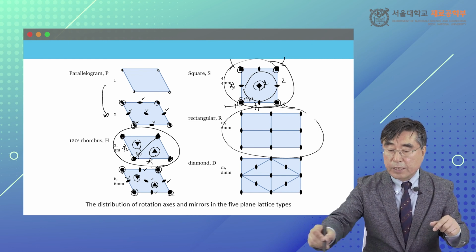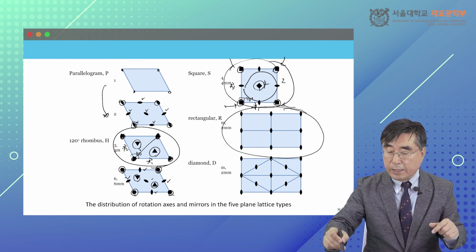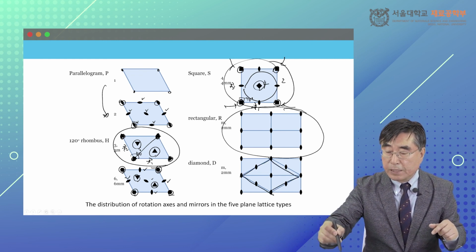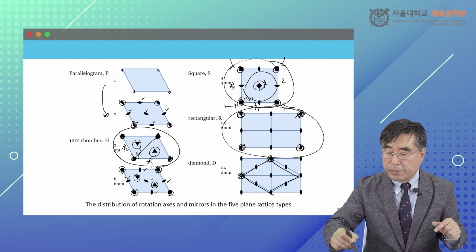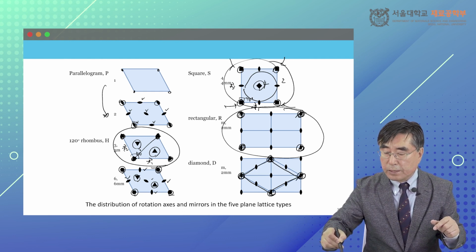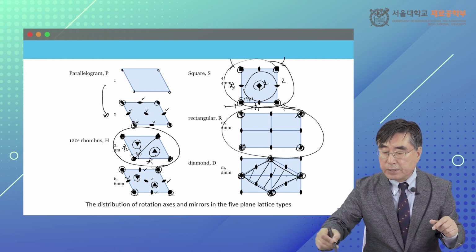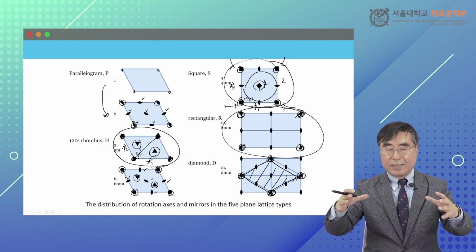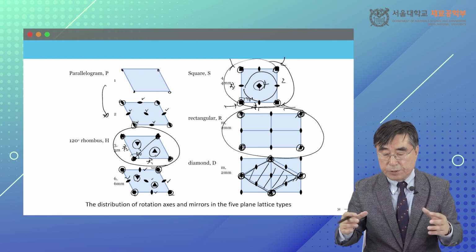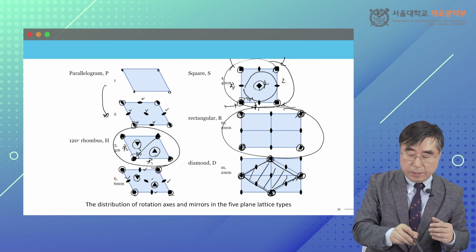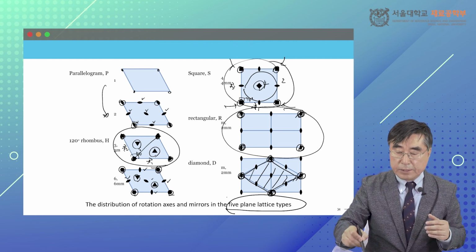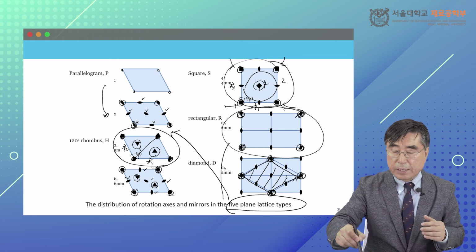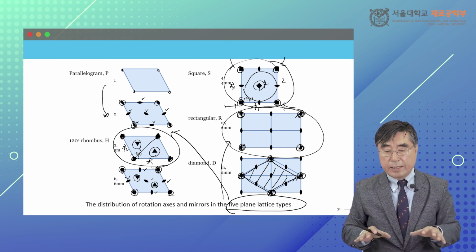And the rectangular type based on the mirror plane, and the mirror plane rhombus type. In this case, lattice points locate here and here and here. And in this case, the lattice point locates here. Then we define this as the unit plane net of diamond. Okay, so there are 5 different plane lattice types, and the symmetry elements that are available for this plane net.